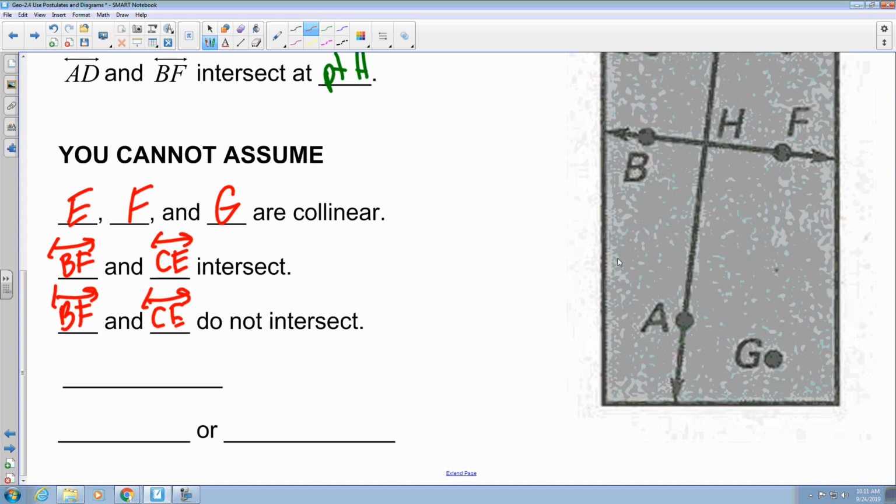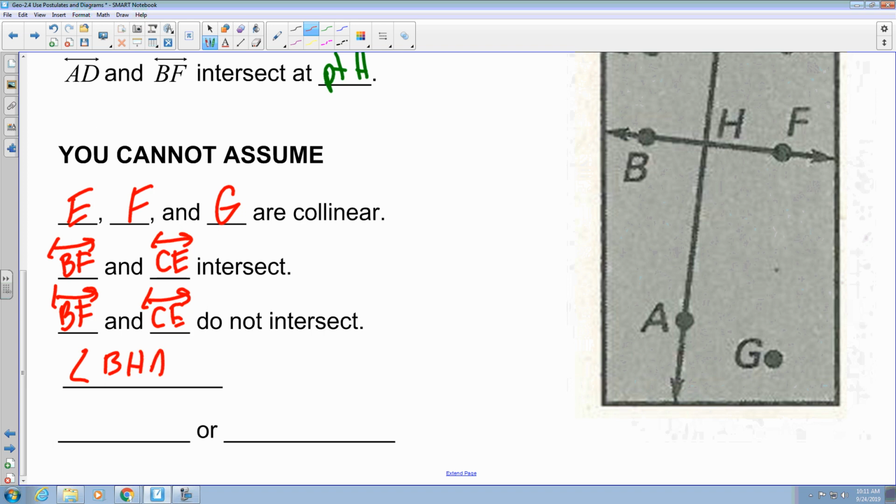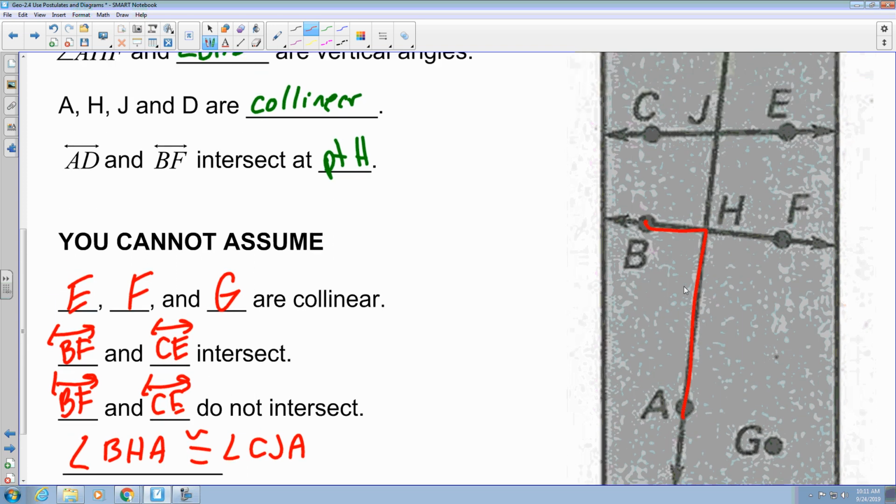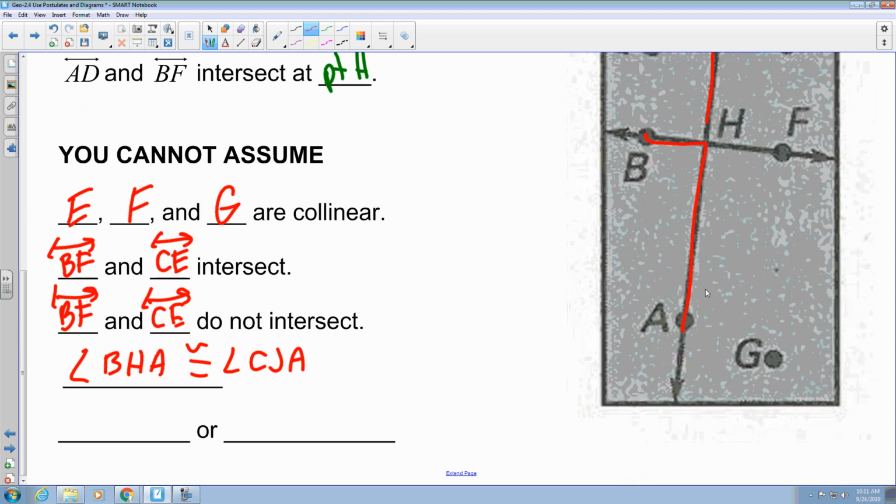We cannot assume that angle BHA is congruent to angle CJA. So look over here, BHA is right there. We cannot assume that CJA is congruent. We can't assume that because we don't know. It's kind of the same thing as whether they intersect or not. We can't assume that.